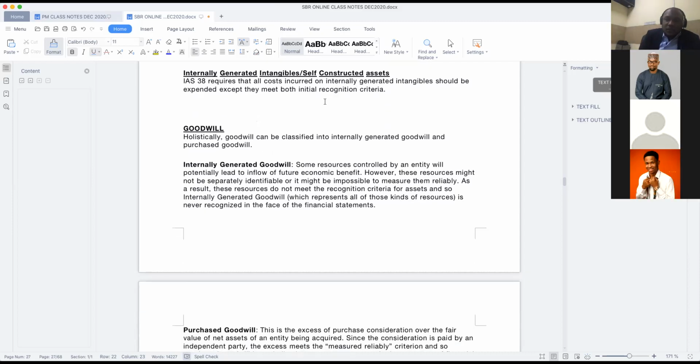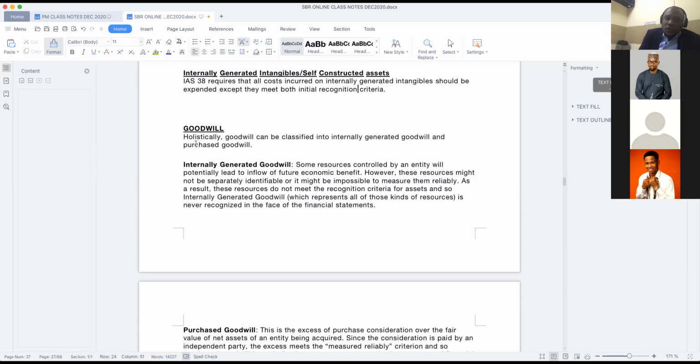But if they meet the criteria, so they must be measured reliably and it must be probable that there are future economic benefits generated. In that case, we can now recognize them.